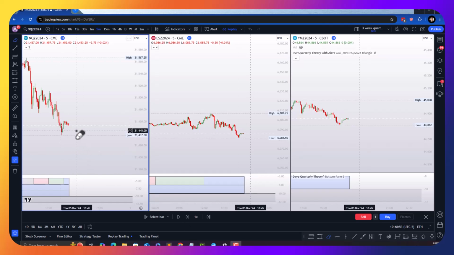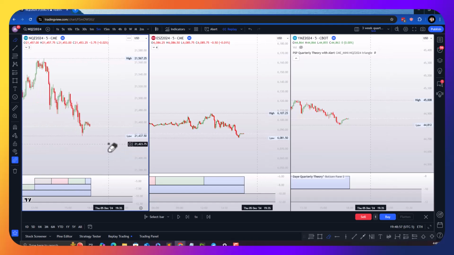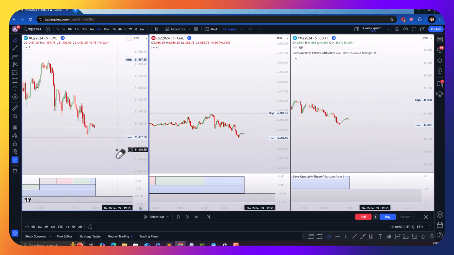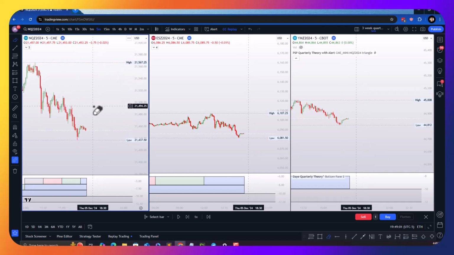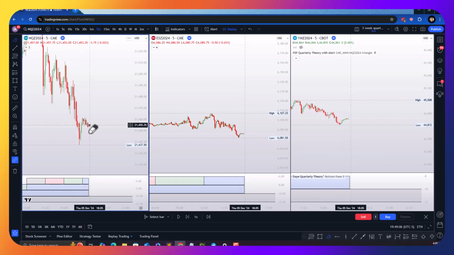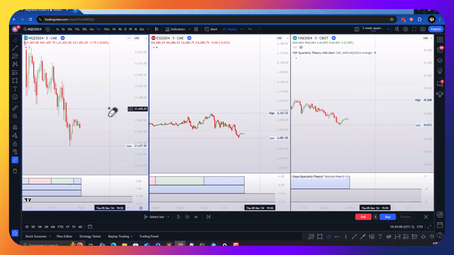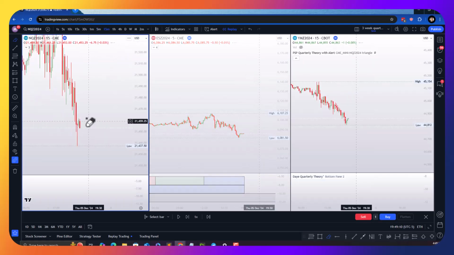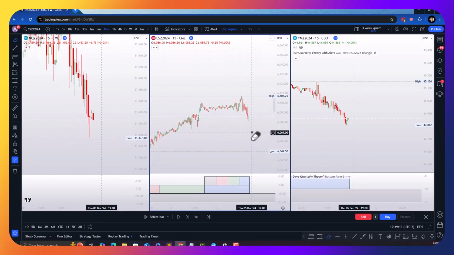Let's backtest today's trading for NFP, and I'll just show you how I see it using quarterly theory in my trading. All right, so let's start off at the Friday's Asian Open. I'm going to start on the 15-minute chart.